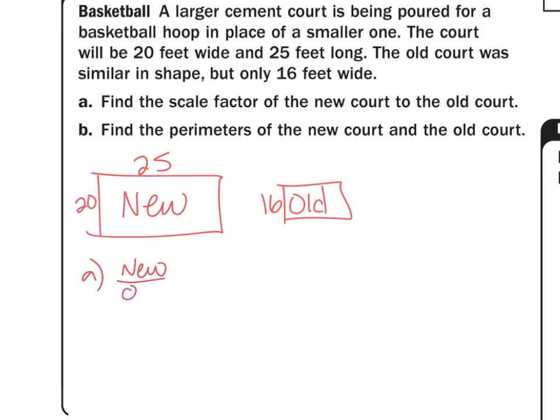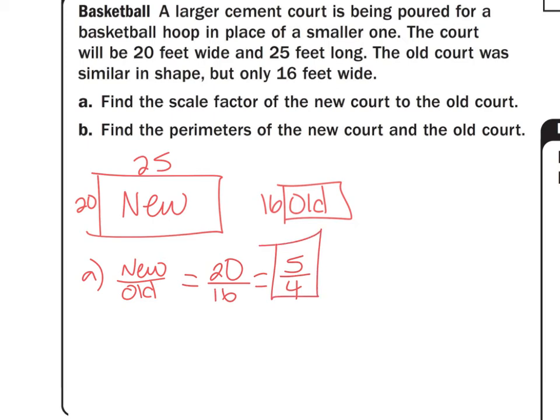All right, the first thing says to find the scale factor of the new court to the old court. Well, you can only use two numbers here. We can only use 20 and 16 because we don't know what this side is, so we can't compare 25 to it yet. So we are going to do new to old, so that would be 20 over 16. You can reduce that, divide both of them by 4, so that becomes 5/4. So that's your scale factor.